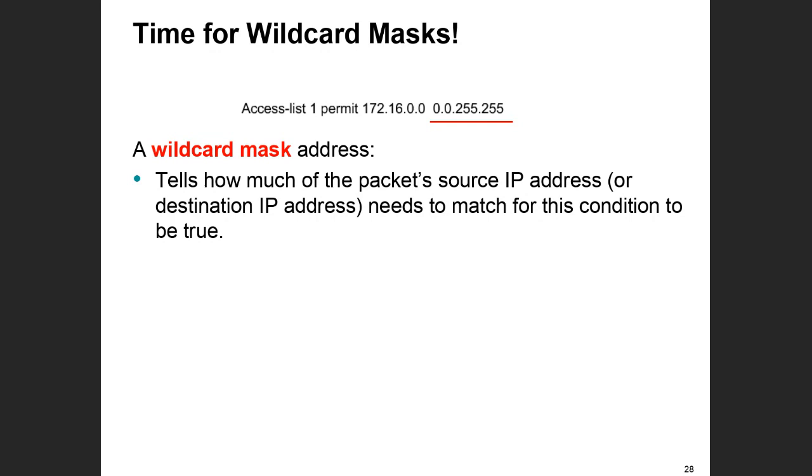So in this case, the 172.16 are the first two octets of the address, and the zeros tell us we must check. If the address is 172.16 and anything else for the last two octets, this is a match, and this traffic is to be permitted. The ones in the wildcard mask tell us I don't care what those bits are. So that means you have to be 172.16, the first 16 bits. The remaining 16 bits can be any possible value. So on the legacy Class B network of 172.16, it can be any possible address on that network.